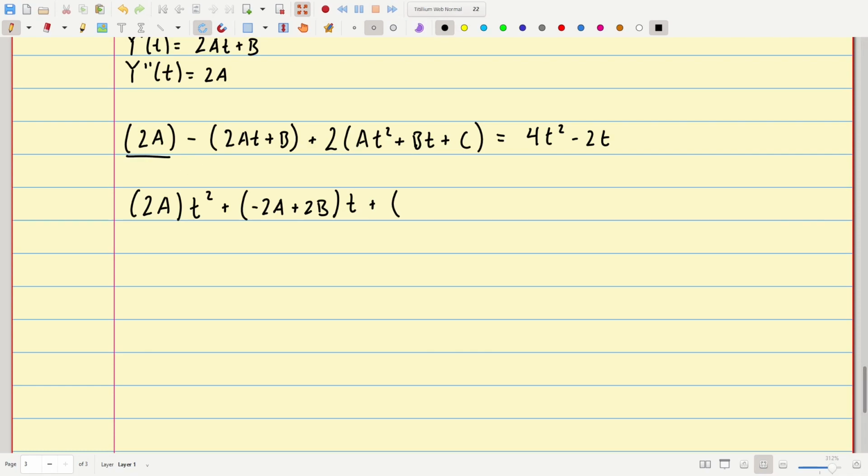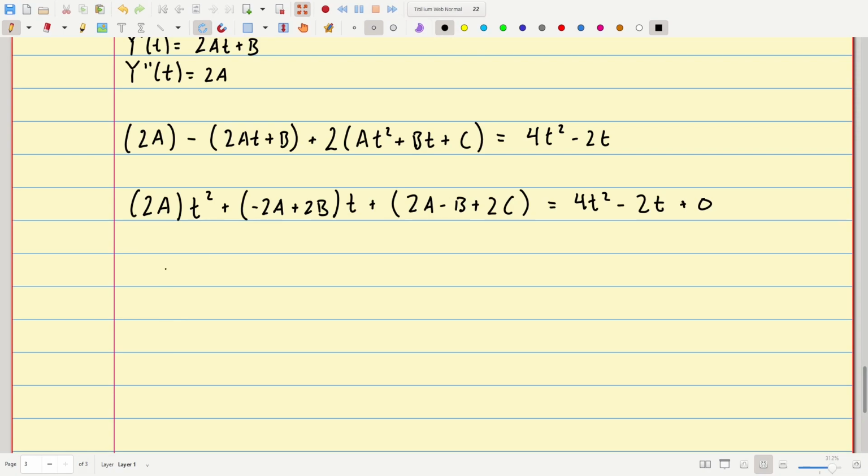We have 2a from here, minus b from here, and 2c from here. So 2a minus b plus 2c equals our right-hand side, 4t squared minus 2t plus 0, of course, in order to get everything to match up.